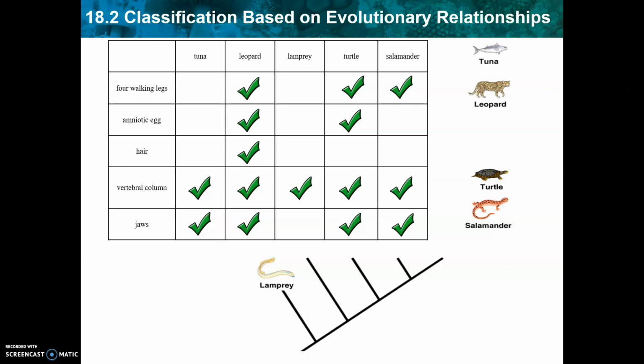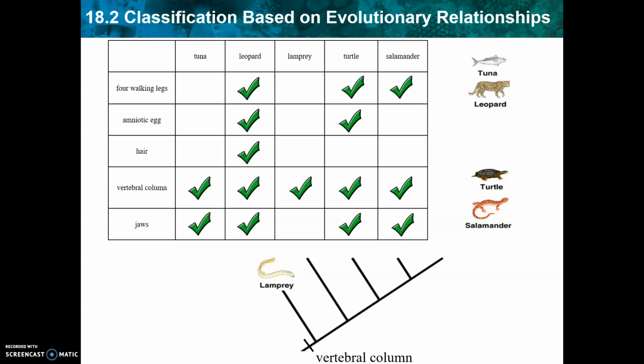Now, how did I know it goes there? Well, it only has one out of all of these traits. So anything that only has one trait means it has to branch off closest to the bottom before those other traits come about. So that means the one trait, if we were to put our hash mark for the trait on the cladogram, the trait of vertebral column goes at the very bottom. That would be our ancestral trait for this cladogram because it was present in the ancestor of every single organism that we're placing on the cladogram.